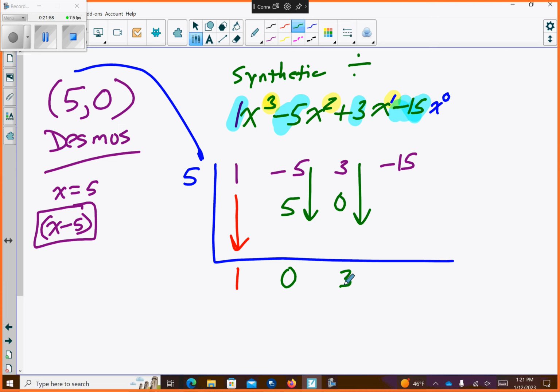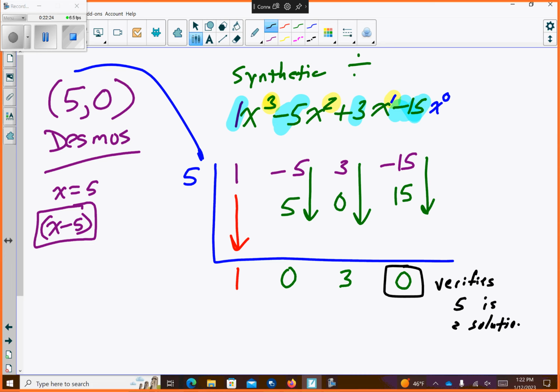All right. 3 times 5 is? If I add those together, I get? Okay. This is good. Because this end number is 0, this verifies 5 is a solution. If it's a solution, that means it is crossing the x-axis.